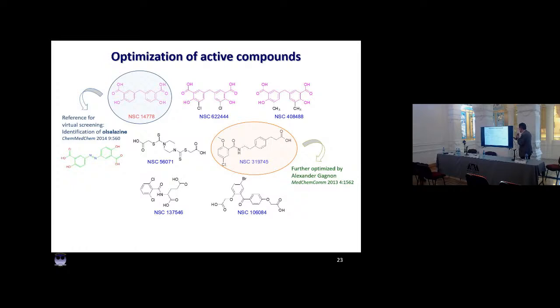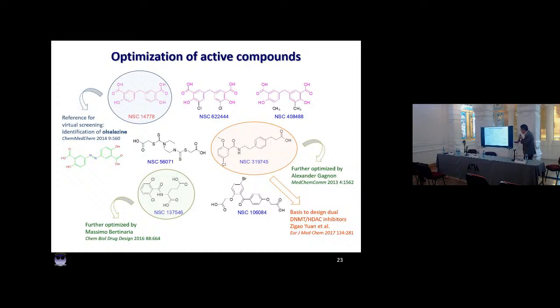Independently, the group of Alexander Gagnon in Canada, just by looking at the literature, picked up this compound and also optimized the activity for DNMT1. Also independently, the group of Massimo Bartolini at the University of Turin took that compound as a starting point and optimized the activity of that molecule. More recently, a group in China, Professor Yuan, also took this compound, and his research group developed dual inhibitors, not only of DNMT1, but also HDAC inhibitors. There is evidence in the literature that dual inhibitors are better than single epigenetic target inhibitors.